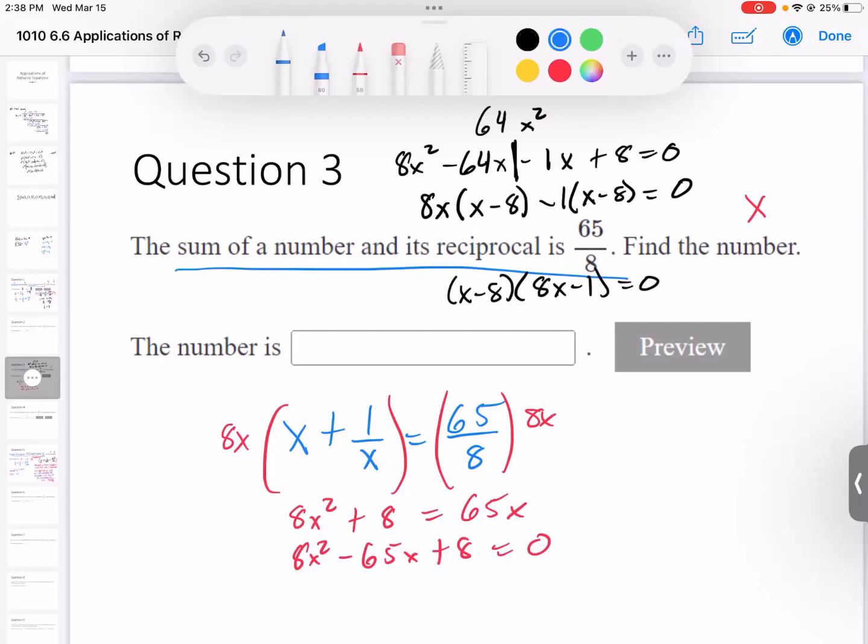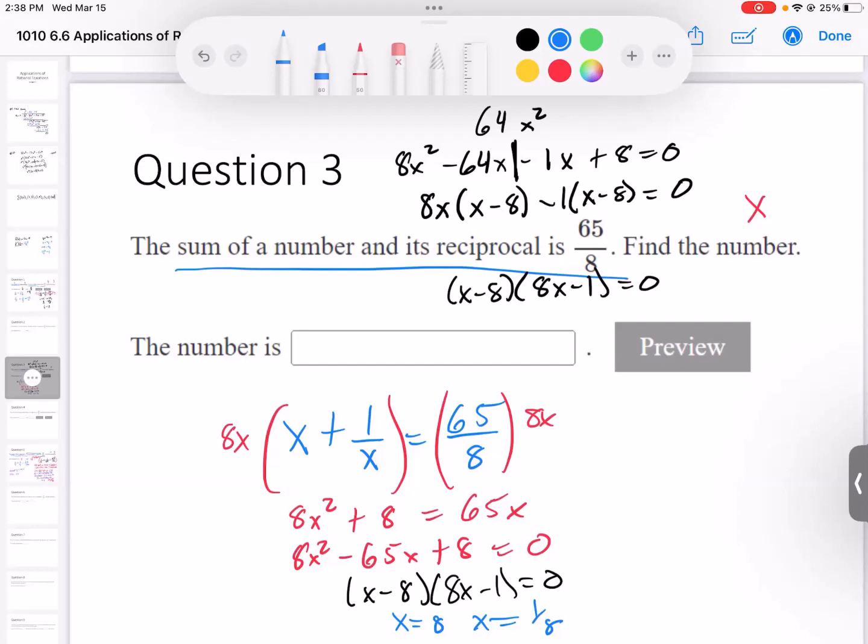So this stuff factors out to x minus 8, 8x minus 1 equals 0. And our solutions will be x equals 8 and x equals 1/8. And in this case, there's no restriction like saying that the number has to be an integer or anything like that. And so those are our two numbers.